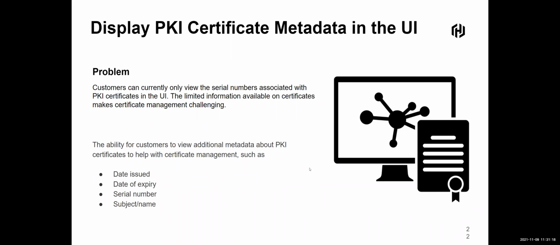And this was a painful experience because in order to seek information on certificates or perform certificate lifecycle management tasks, such as checking to see when a certificate needs to be renewed, they had to have multiple touch points with Vault via the UI as well as the CLI. So in 1.9, we introduced functionality to display additional PKI certificate metadata information in the UI, including date issued, date of expiry, as well as subject and name, to provide a much better admin and operator experience for this. Next slide, please.